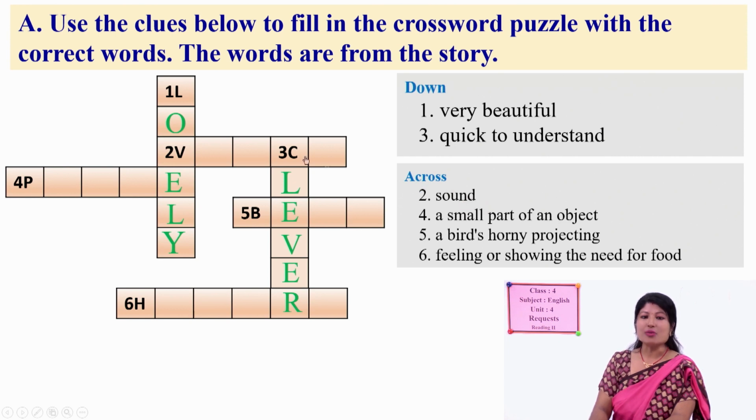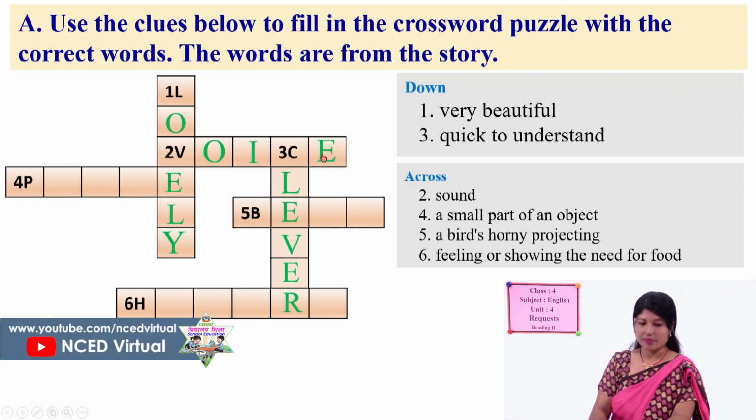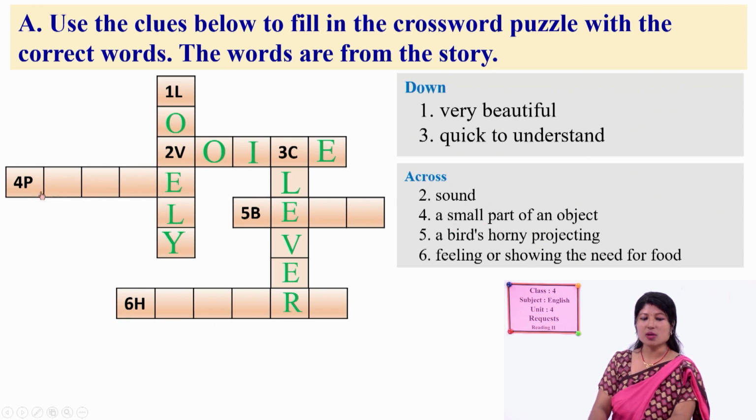Across. Sound. Okay, number 2. V is there, C is there. The word must be V-O-I-C-E, voice. Okay. Then a small part of an object. What is the small part of an object? Starting with P, P-I-E-C-E, piece. A bird's horny projecting part. Number 5. Where is number 5? Okay, it's here. Starting with B-E.